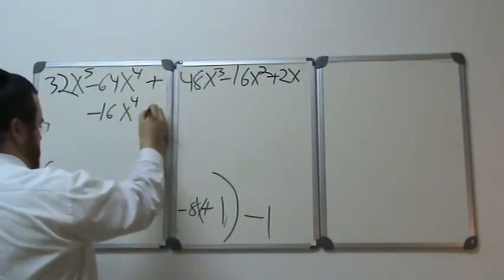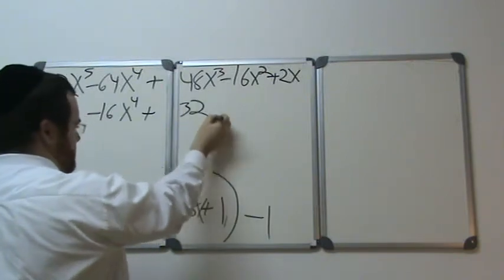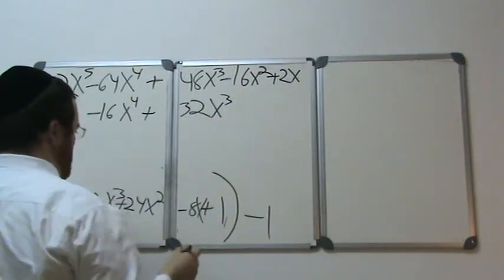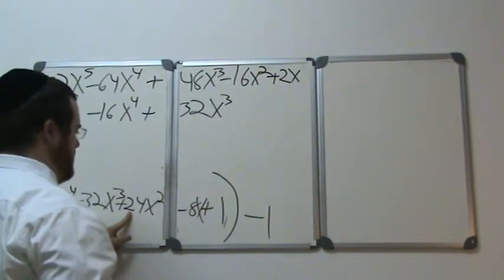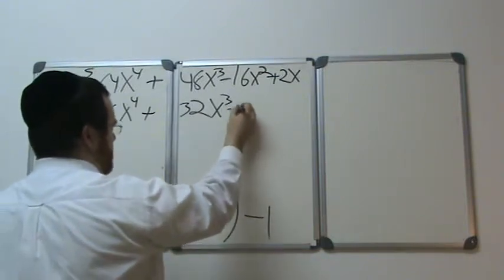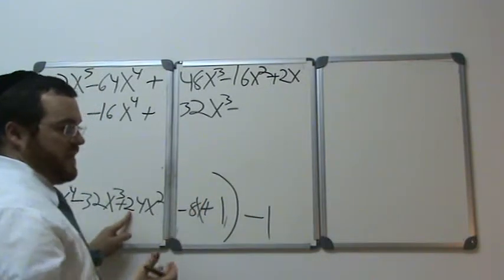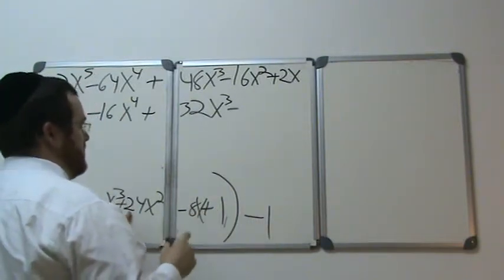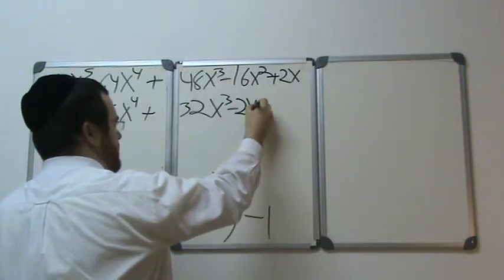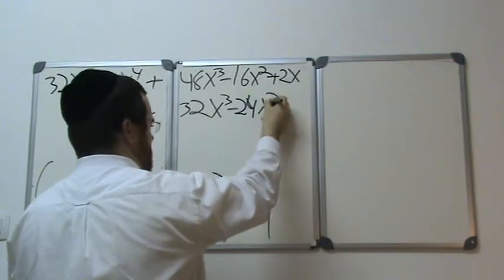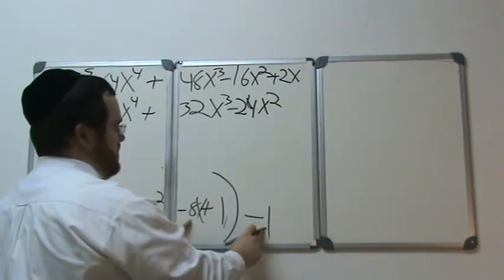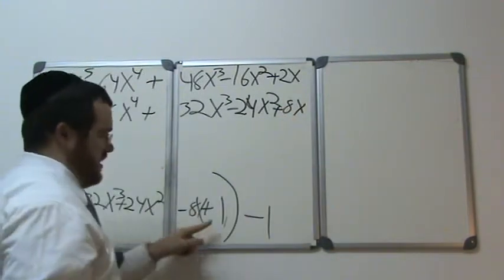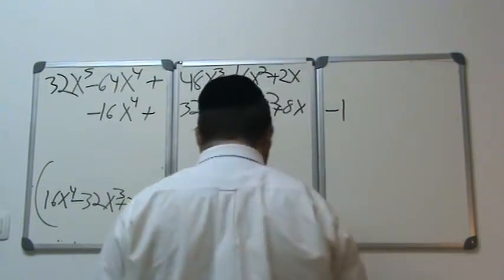Then negative 32 becomes a positive 32 because it's multiplied by negative 1. X to the 3rd power. Then positive 24 becomes a negative 24 because it's multiplied by a negative. An odd amount of negatives gives you a negative. Negative times 1 negative times 1 positive is a negative. So it's negative 24 x squared. And negative 1 times negative is a positive 8x. Then negative 1 times 1 is negative 1.